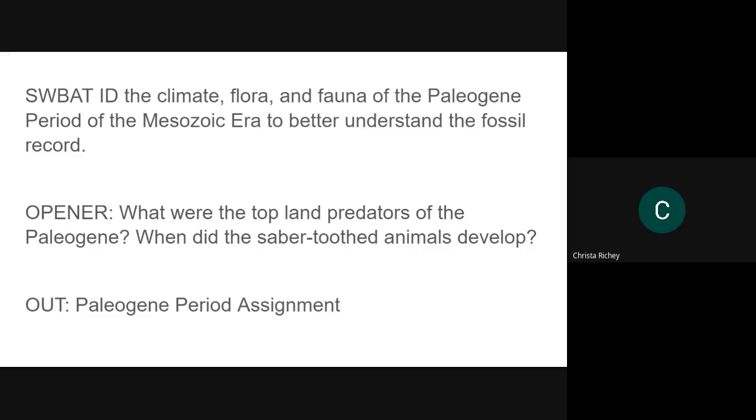So for today's opener, we talked about all three of the different periods of the Cenozoic. For the first two periods, what were the top land predators? I did talk about the oceans at the very end. What was the thing that would whack you with its head and then tear your throat after it knocked you out? I showed you a couple pictures of them. They were bigger than me. They were birds. They were gigantic birds.